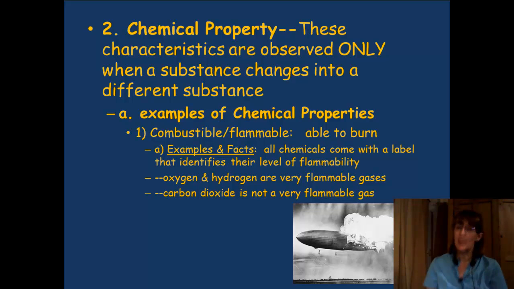Okay, chemical properties are totally different from physical properties. Chemical properties are characteristics that are observed only as the substance changes into a different substance. So if we take this paper and we check for flammability, we have to set it on fire, and the paper is no longer paper. In order to check that chemical property, to see if it's present, you alter the substance that you're working with. So examples of chemical properties, we check to see if it's combustible or flammable. Is it able to burn?